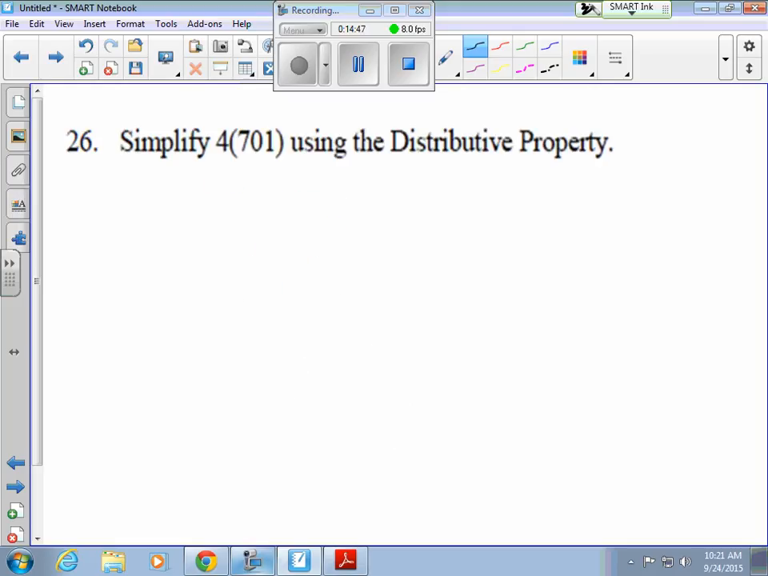26 says 4 times 701 using the distributive property. 4 times 700 minus 1. 4 times 700 is 2800. 4 times -1 is -4. 2,800 minus 4 is 2,796.